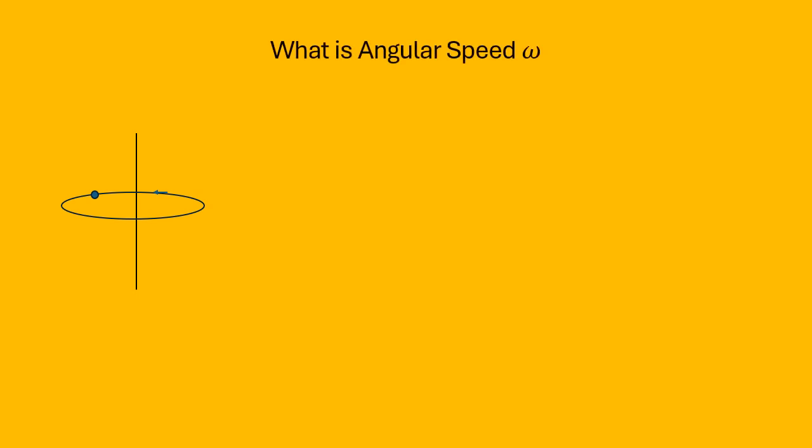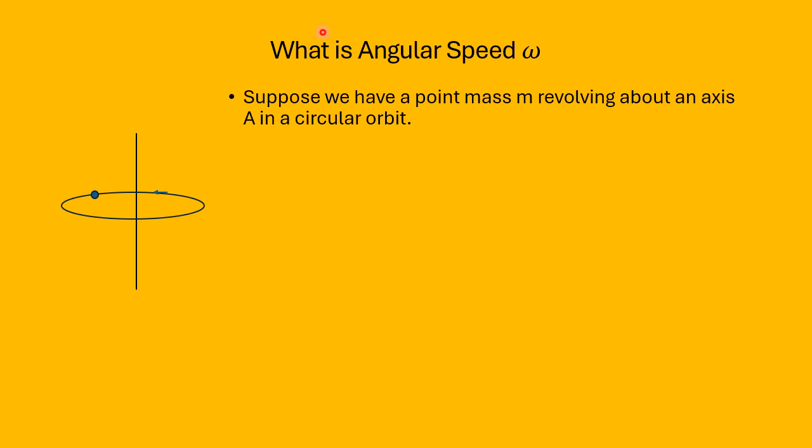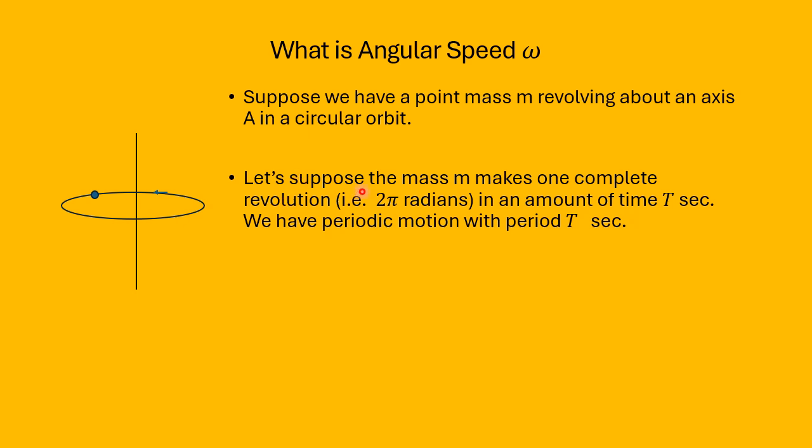So let's ask, what is angular speed omega? Suppose we have a point mass m, shown here, revolving about an axis which we'll call A. So it's going around and around here in a circular orbit. And let's suppose that the mass m makes one complete revolution all the way around, in other words, 2 pi radians, in an amount of time t seconds. We will then have a periodic motion with period t seconds.